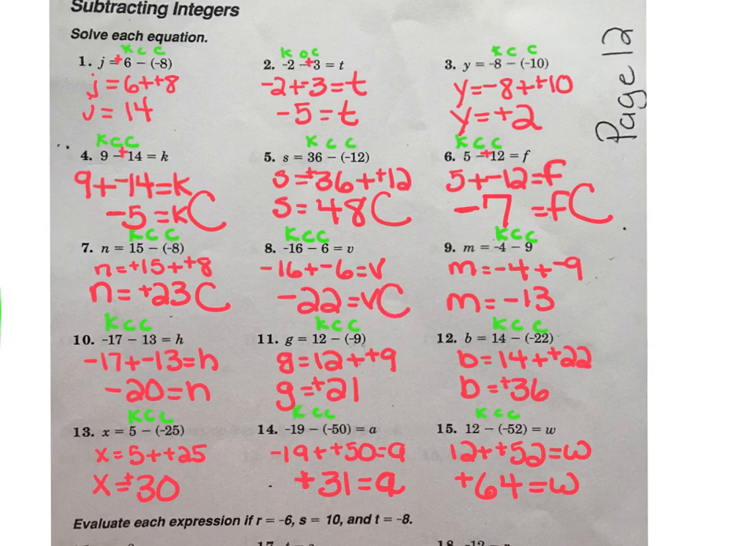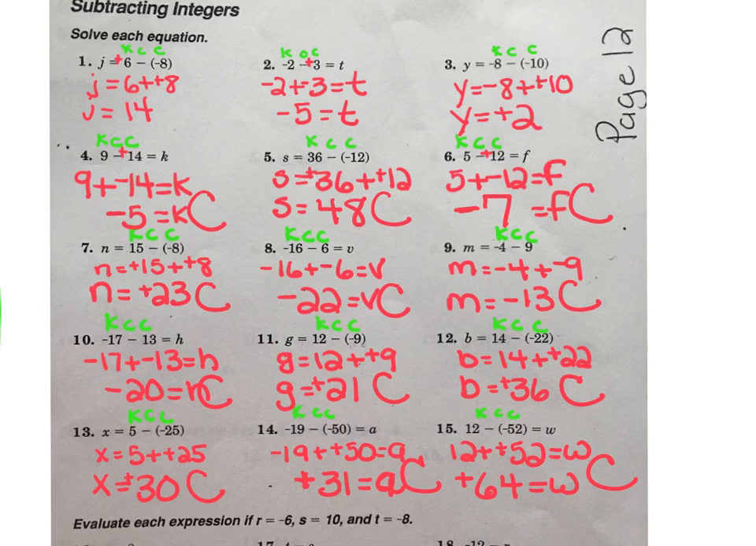For number 9, a -13. For number 10, you should have -20. For number 11, positive 21. For number 12, positive 36. For number 13, a positive 30. Give yourself a C. For number 14, a positive 31. And for number 15, you should have gotten a positive 64.